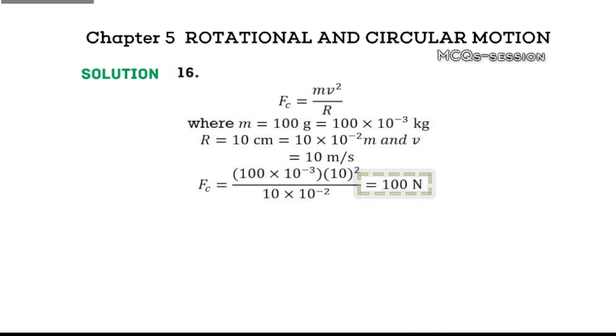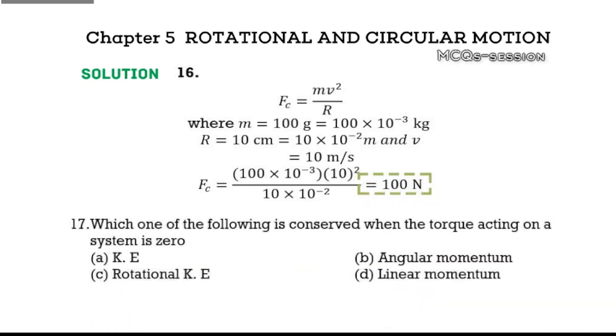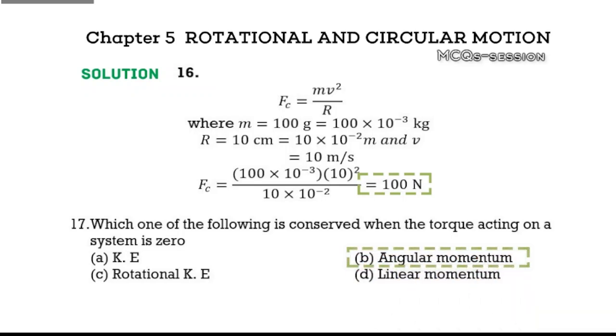100 newtons. Question 17. Which one of the following is conserved when the torque acting on a system is 0? A. Kinetic energy. B. Angular momentum. C. Rotational kinetic energy. D. Linear momentum. Pause and think. The answer is B. Angular momentum. Explanation. When there is no external torque acting on a system, angular momentum remains conserved. This is known as the principle of conservation of angular momentum.